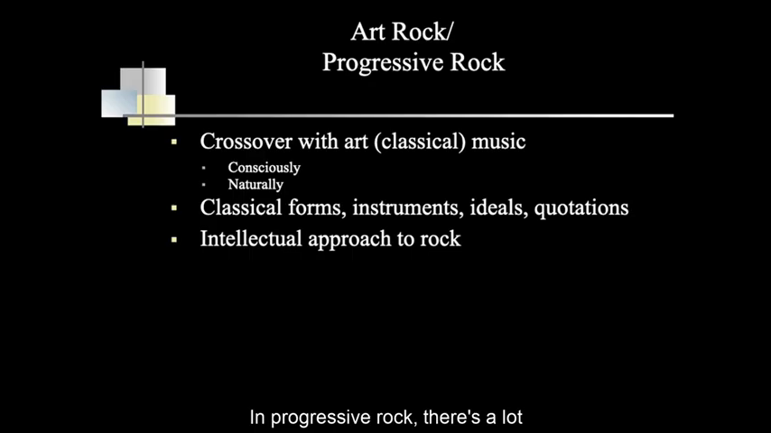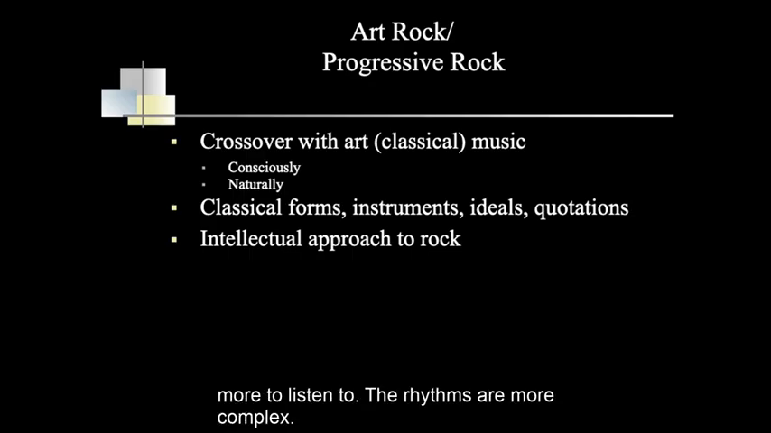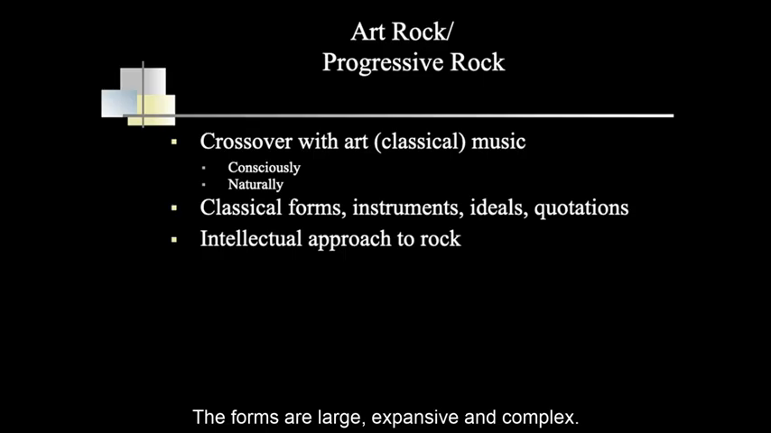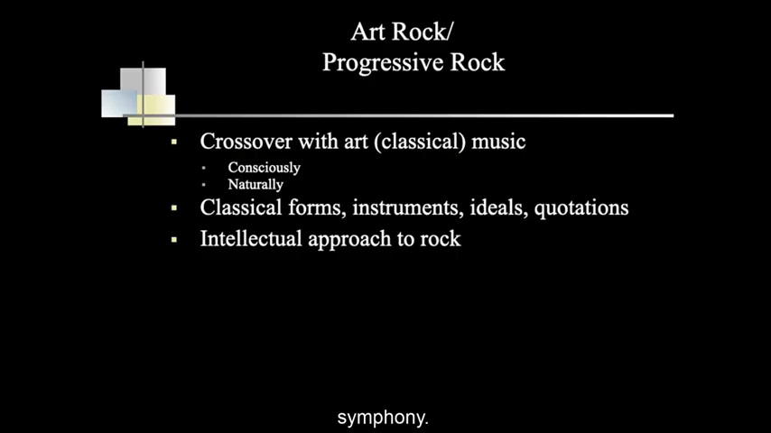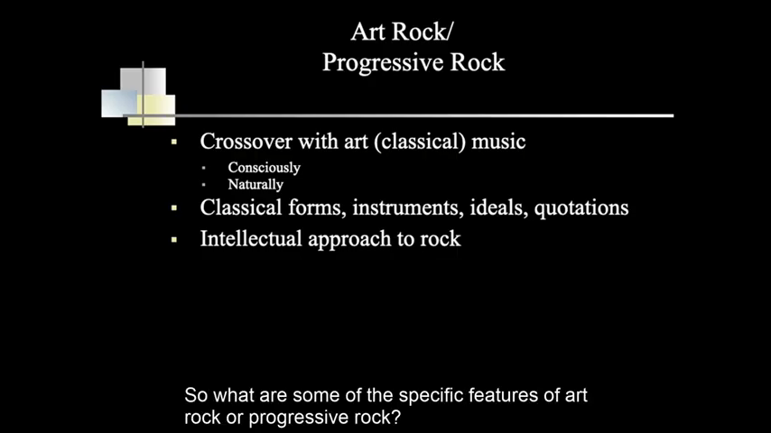In progressive rock, there's a lot more to listen to. The rhythms are more complex. The forms are large, expansive, and complex. You could spend time mapping out progressive rock pieces of music, just like you would a major classical symphony. So what are some of the specific features of art rock or progressive rock?